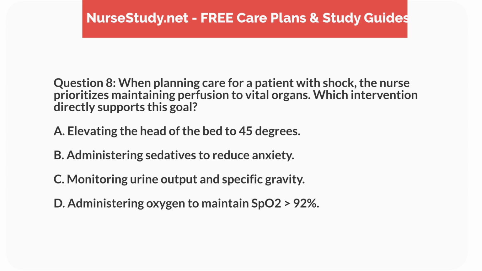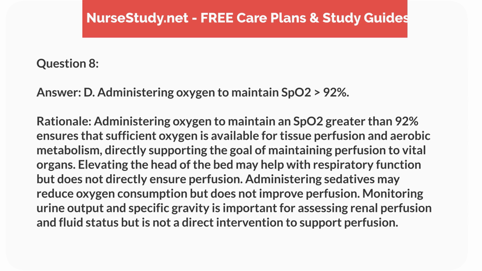Question 8. When planning care for a patient with shock, the nurse prioritizes maintaining perfusion to vital organs. Which intervention directly supports this goal? A. Elevating the head of the bed to 45 degrees. B. Administering sedatives to reduce anxiety. C. Monitoring urine output and specific gravity. D. Administering oxygen to maintain SpO2 greater than 92%. Answer: D. Administering oxygen to maintain SpO2 greater than 92%.